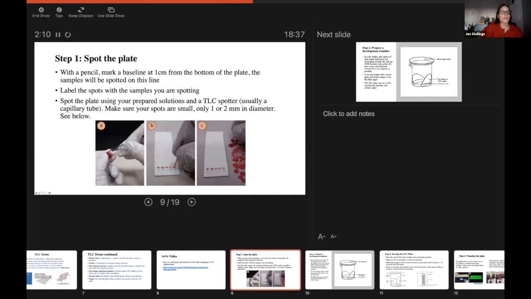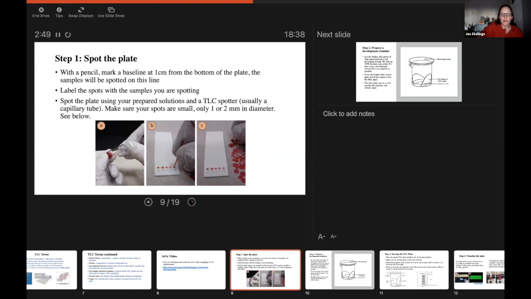So these were the steps that they took. Step one was spotting the plate. There's your TLC plate. You label it with what you're spotting onto it. You use something called a capillary tube. It's really, really tiny, almost like a straw for a hamster. It's very small and thin. You dip it into your solution, or your solute rather, and it just sucks up the liquid. It's such a tiny space that it just carries it up. Then you spot it onto your TLC plate.